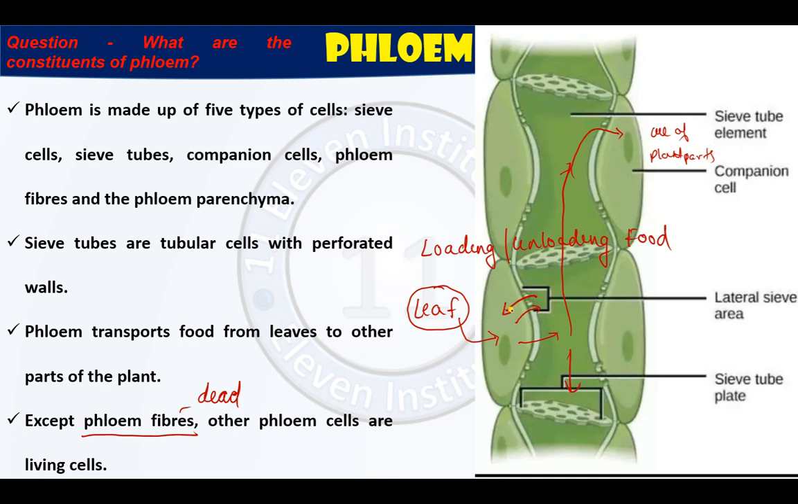So what is the role of companion cells? Loading and unloading. If a plant part is producing food, it will give that food to companion cells. The companion cell will give it to phloem. In phloem, the food will move either upwards or downwards due to a pressure difference or a pressure gradient. That is quite in detail; you need not know that now, right? Now again, the food will be unloaded over here in the companion cell, and from the companion cell, it will go to the respective part where it is needed. Sure.